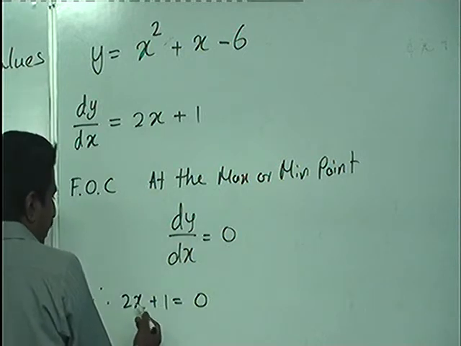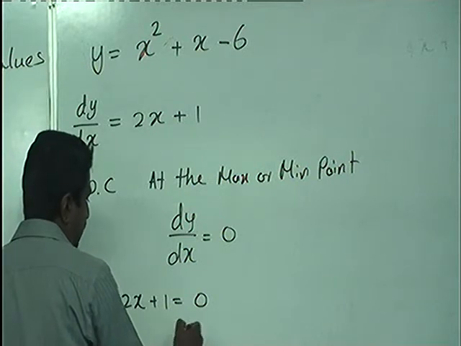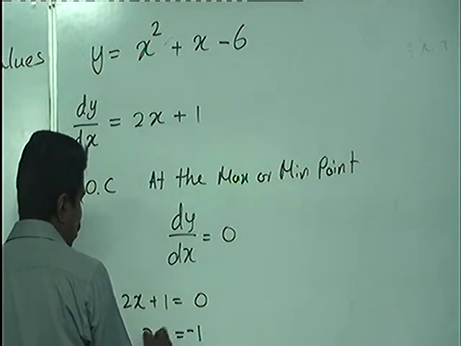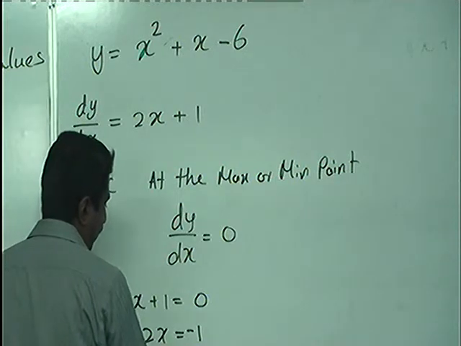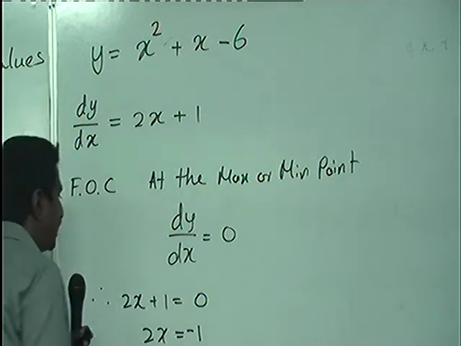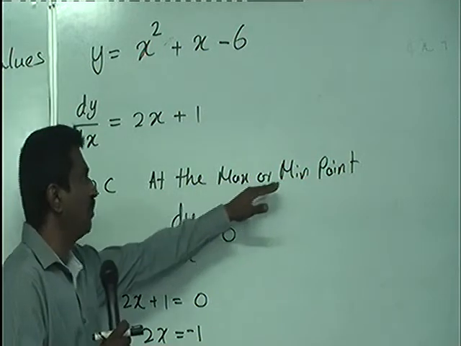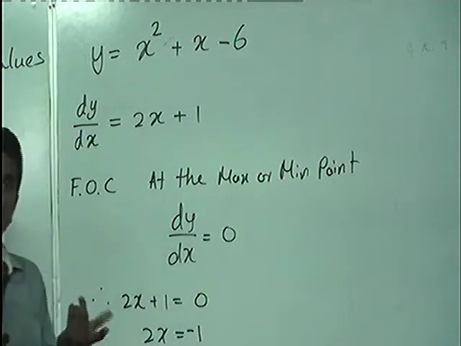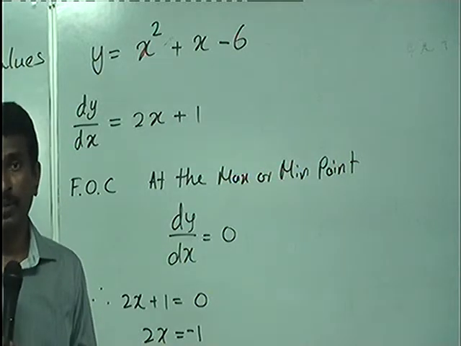I would like to calculate the value of x, so I will take this one to the right hand side, minus 1. 2x equals minus 1, then x equals minus half. At x equals minus half, either the point would be a maximum point or a minimum point. The question is whether that point is a maximum point or a minimum point.